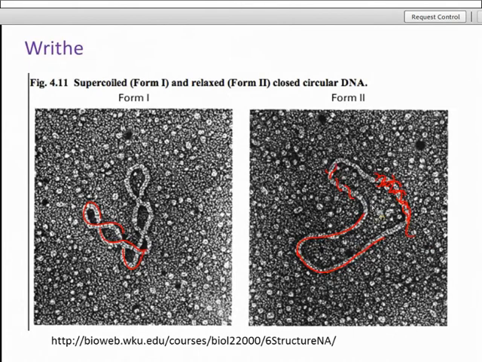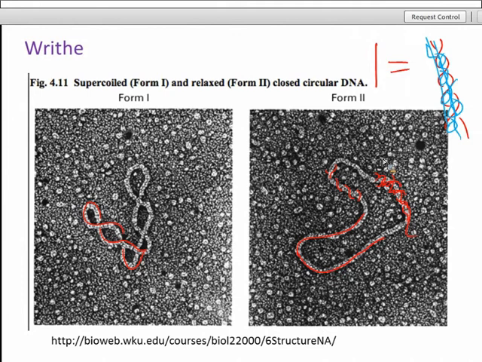Frequently when we draw a line, this line is supposed to represent double-stranded DNA. And in this case, there is a protein that has come on here and coated this entire thing and makes it look like just one thing, but it is twisted up. Any questions about that?